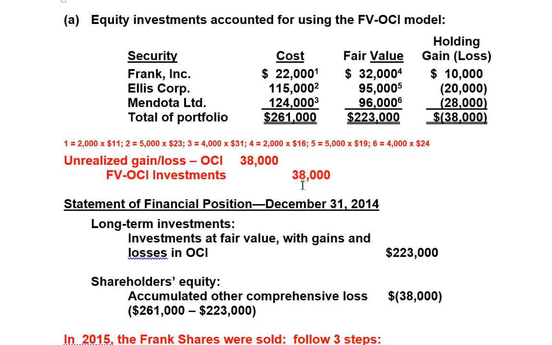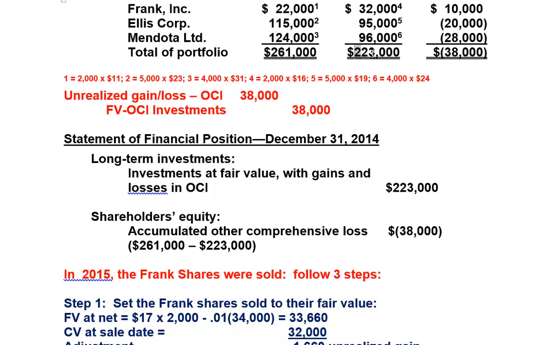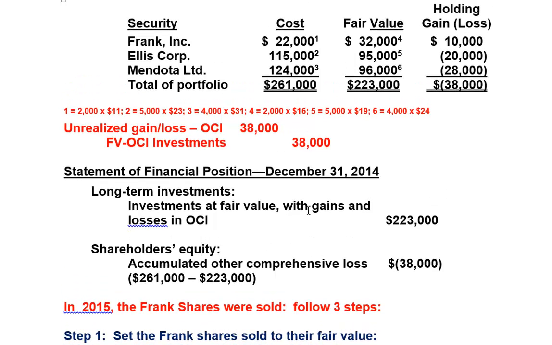$38,000. Now, again, when we go to do the statement of financial position, what do we see? We're taking the investments at fair value, putting that value in our long-term investment section for our fair value through OCI investments, and in the shareholders' equity section, remember what we discussed? We said the difference between the original cost, which they gave us enough information to calculate, and the fair value of the investment portfolio that you're valuing at the end of the year, the difference between those two is going to be your AOCI. And that gives us again an AOCI debit of $38,000.